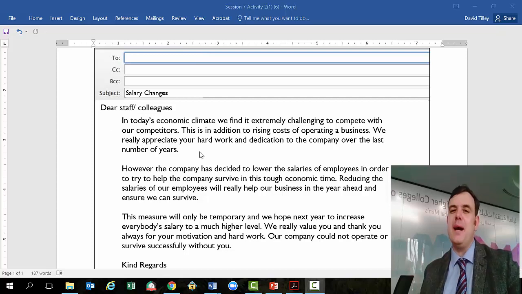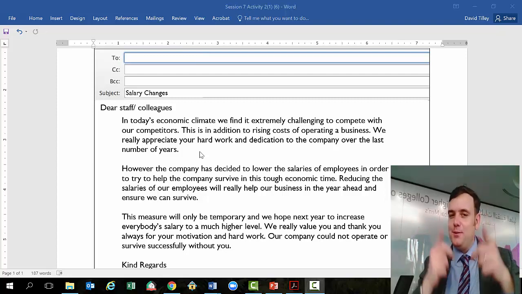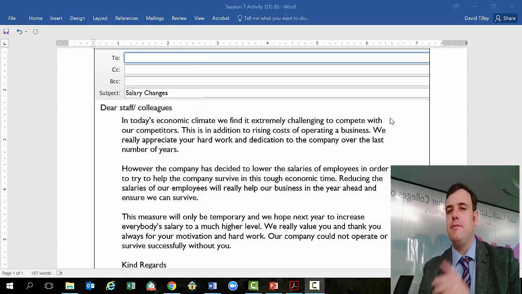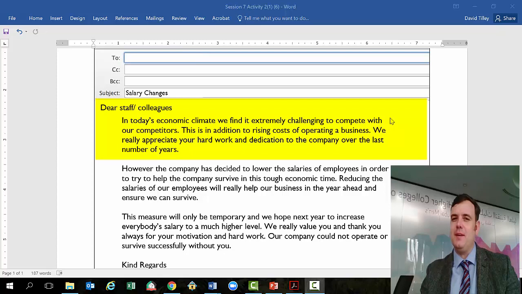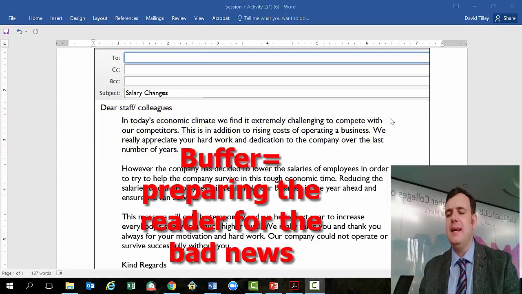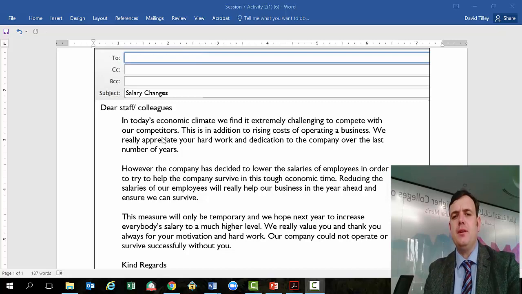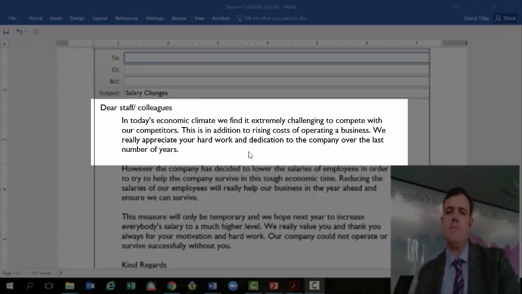You don't want to give the bad news straight away because it may be a bit shocking. Oh my gosh. You need to make a buffer, and a buffer prepares the reader for the bad news. It's preparation for the bad news, okay? And you try to write it as positively as you can. Always remember to write it as positively as you can. Let's look at it here. So we have here, in today's economic climate, we find it extremely challenging to compete with our competitors.